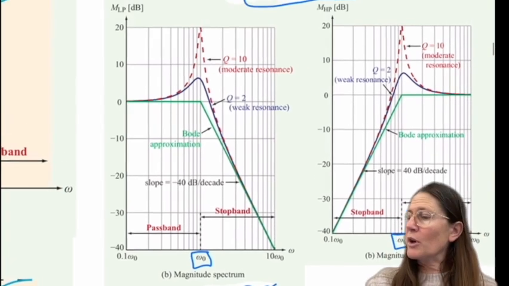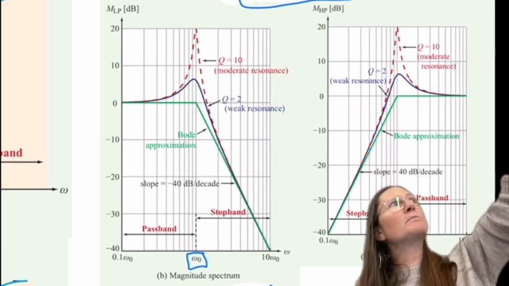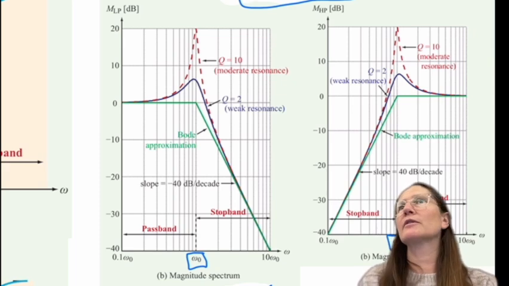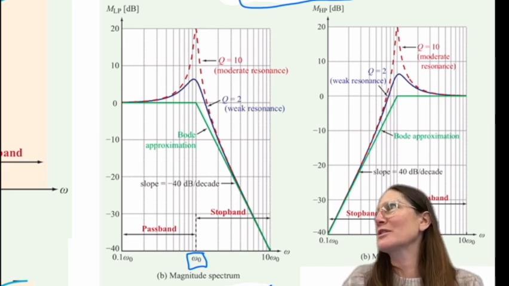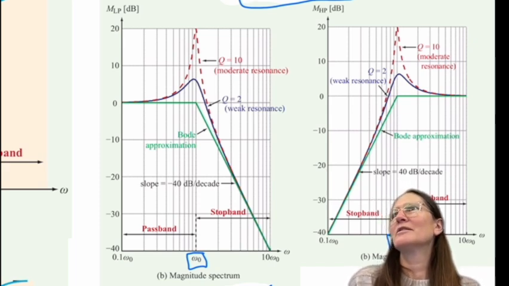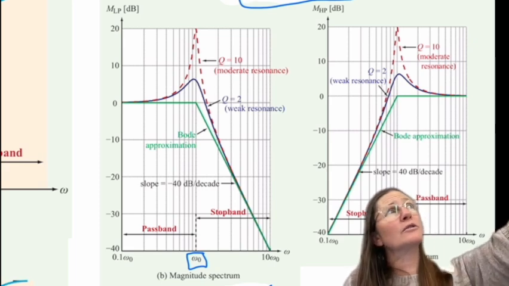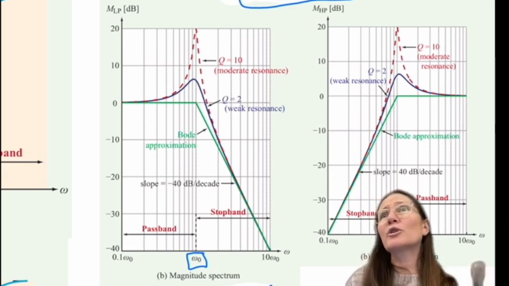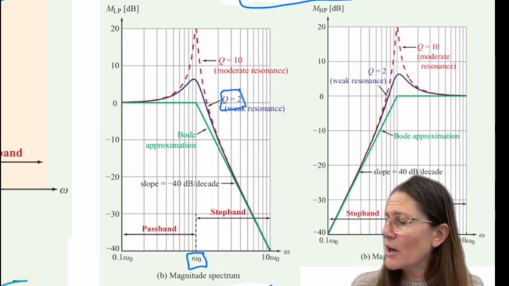So with a high Q, you can see you get a really big spike there at that critical frequency. Do you think this is a good or bad thing for a low pass filter? What would be ideal? A low Q or a high Q? The low Q. So you would want a low Q for this one. So desire the low Q.